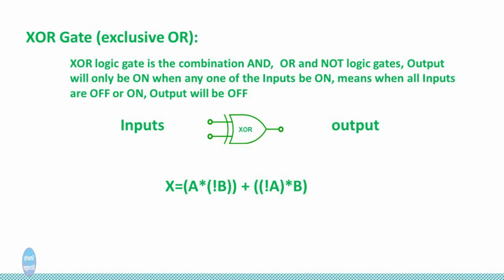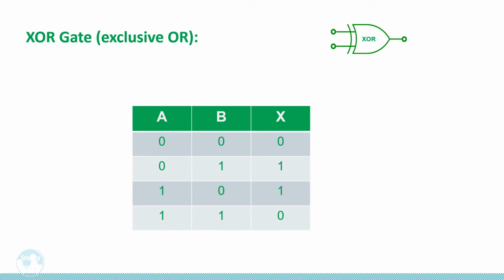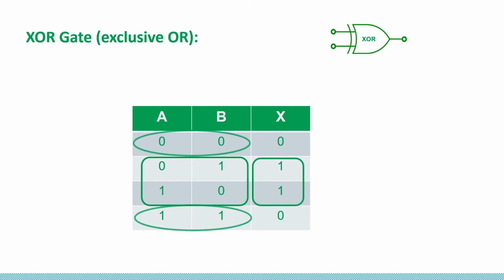Formula for XOR gate is X is equal to A asterisk not of B, plus not of A asterisk B. Here X is the output. A and B are the input. If we draw its truth table, it would be like this. Consider in table. When any one of its inputs is high, output will be high. When all of its inputs are low or high, output will be low.